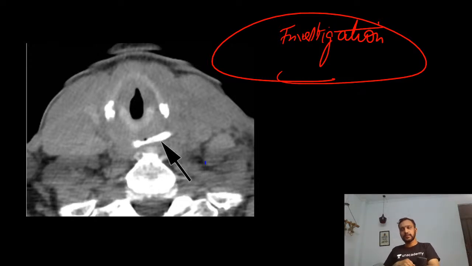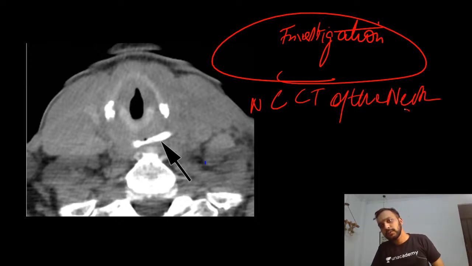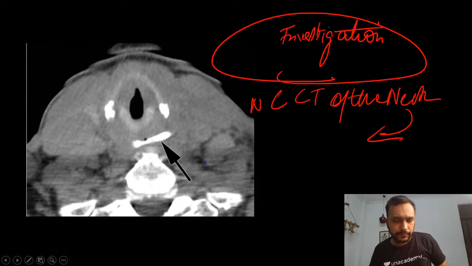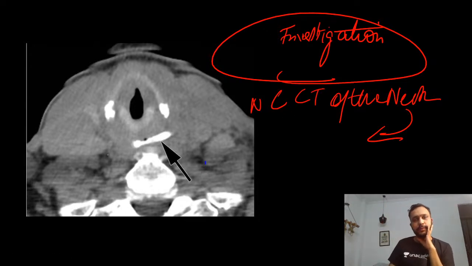Very good. This is a CT image of the neck. This is an NCCT image of the neck. What is being shown here in this NCCT image?